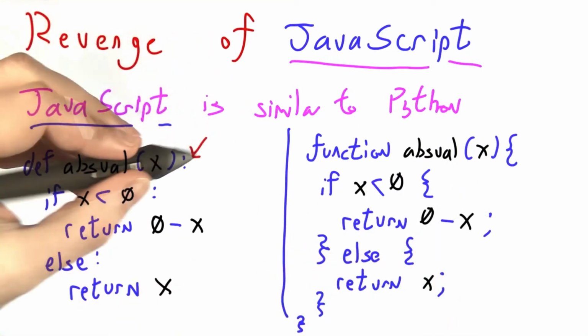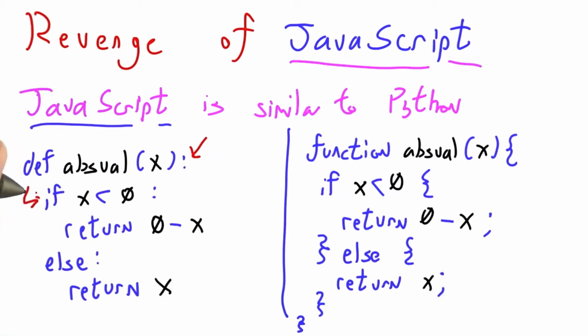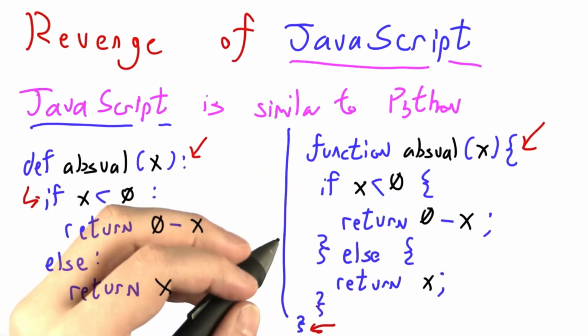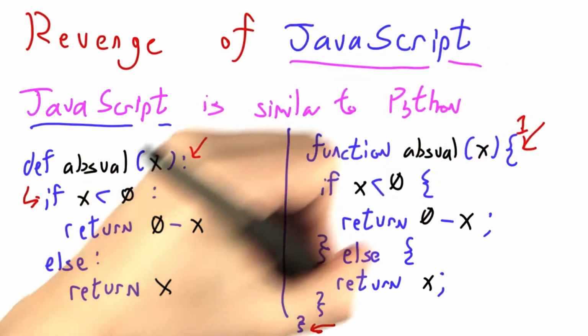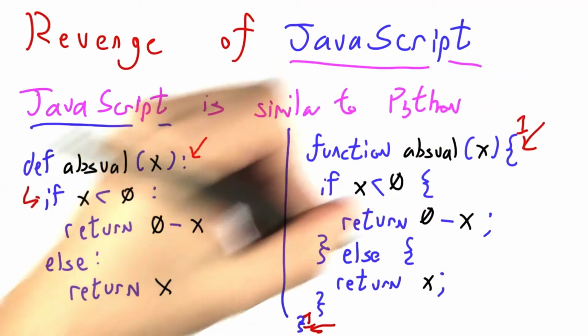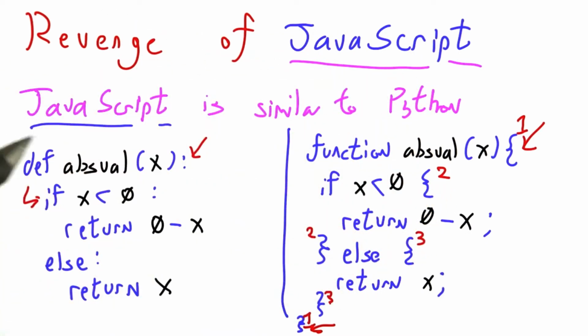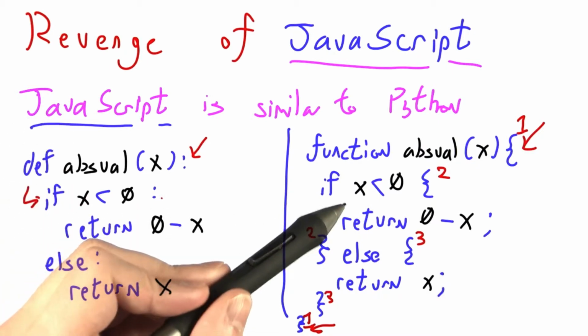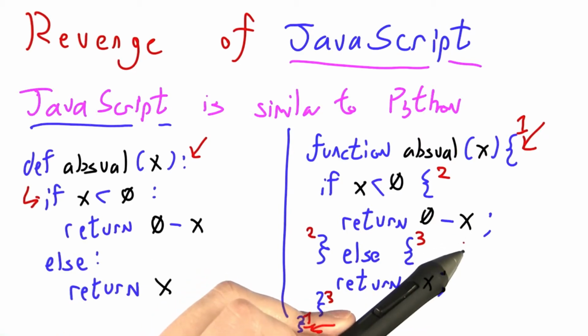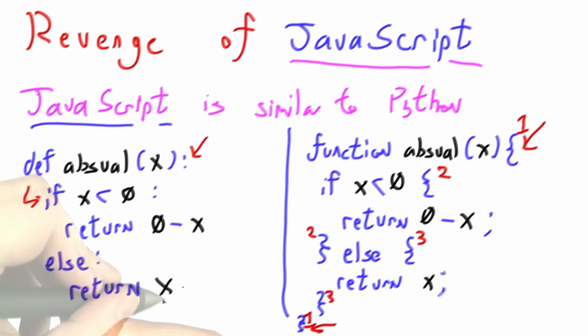In Python, we use colons and tabbing to tell what the body of a function is, what the then branch for an if is, what the else branch for an if is. In JavaScript, we use curly braces and closing curly braces to denote this sort of lexical or syntactic scope. So this is sort of curly brace 1, and it matches up with close curly brace 1 over here. 2 matches up with 2, 3 matches up with 3. But in general, the logical structure, the flow or the meaning is the same. In both cases, we check to see if x is less than 0, and we return 0 minus x in that case, or just x alone in the other case.